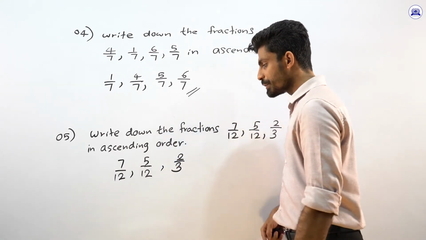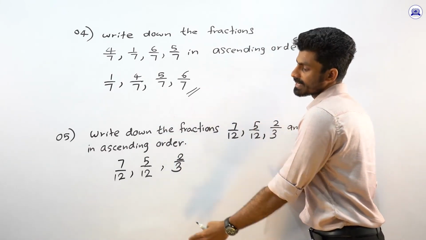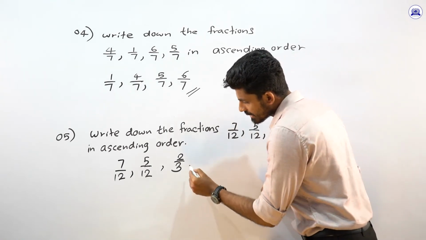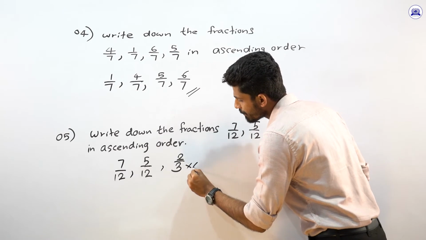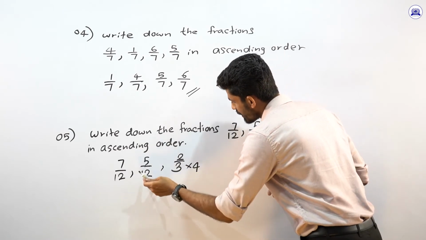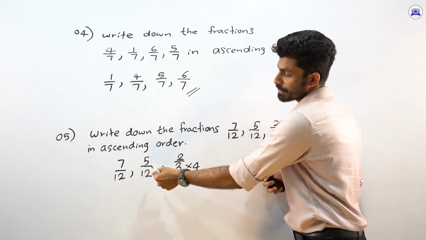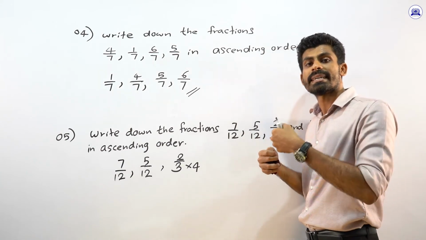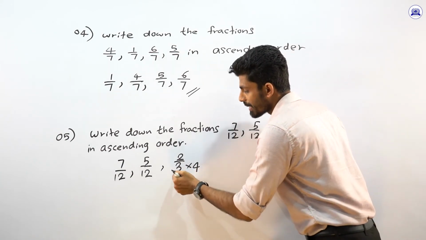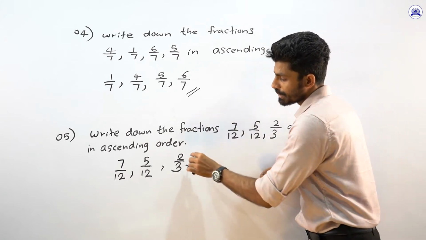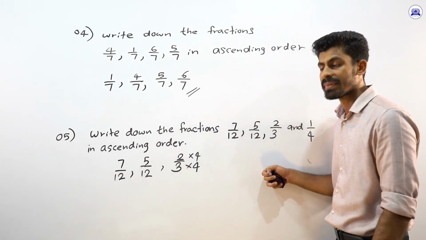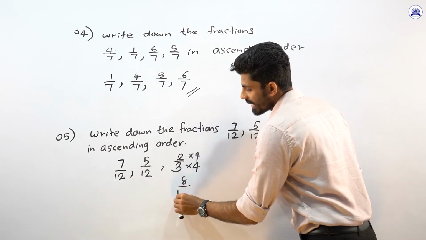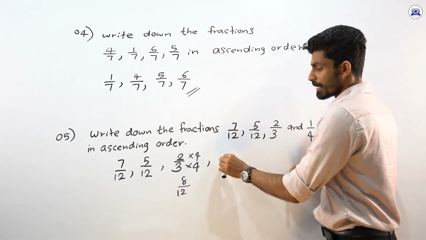2/3. So what do you need to do? We need to create equivalent fractions with denominator 12. To create 12, you need to multiply by 4. Why multiply by 4? Because you need to create 12 for the denominator. That means you multiply the denominator by 4, then multiply the numerator by 4 as well. 2 into 4, 8. 4 into 3, 12. Then what is the next fraction?